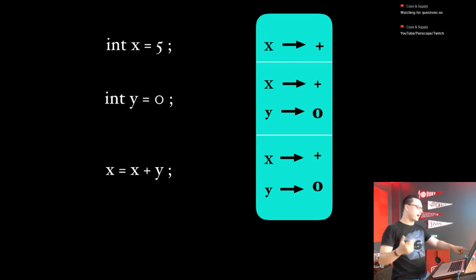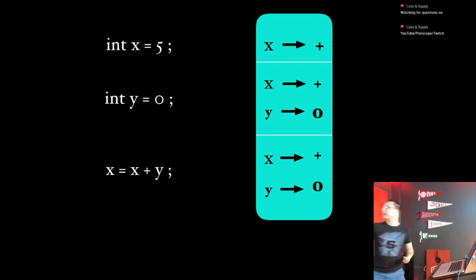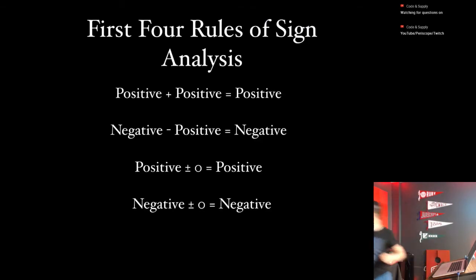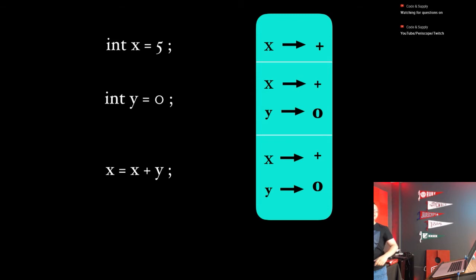Next line, we add y. We add y to the scope, and as a result, our analysis keeps track of both x and y's sign. We know that y's sign is 0 and x's sign is positive. But then when we come down here, we end up resetting the value of x to be x plus y, and we follow this application of our rule down here. Positive plus a 0 is a positive. As a result, x's sign remains the same. It is still positive. Does that make sense at all?